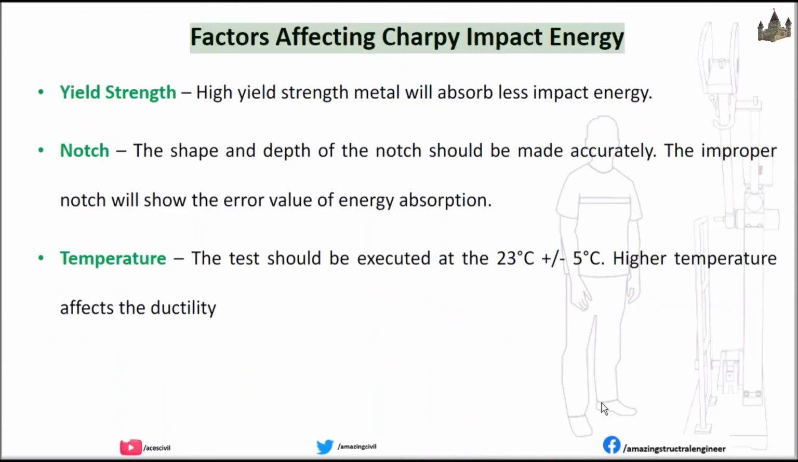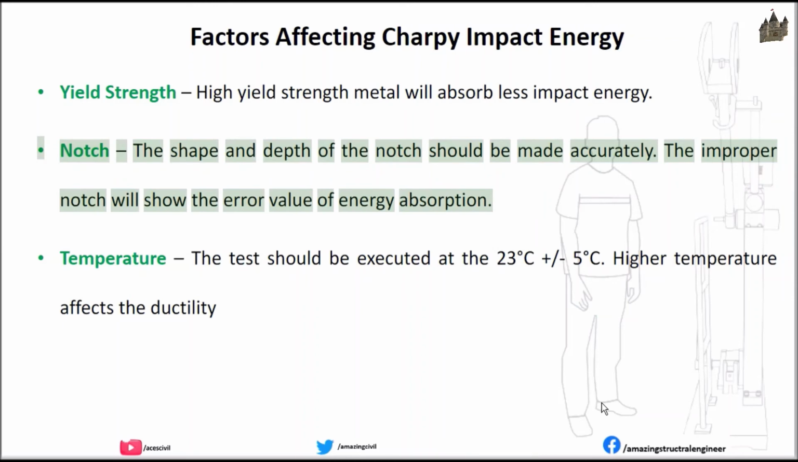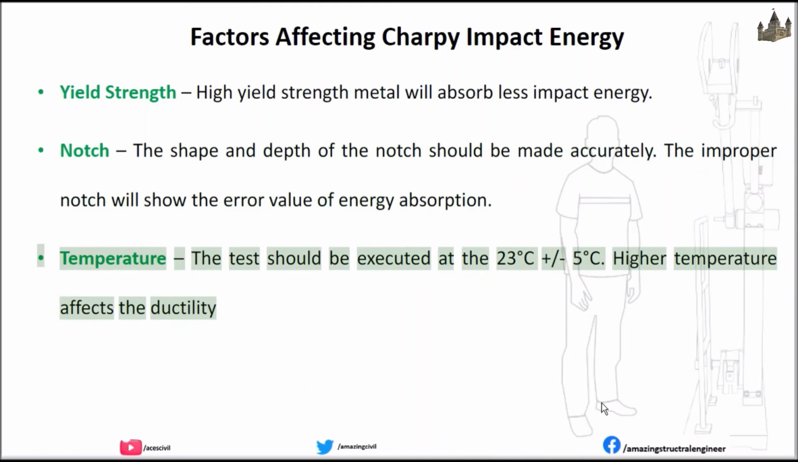Factors affecting Charpy impact energy. Yield strength: high yield strength metal will absorb less impact energy. Notch: the shape and depth of the notch should be made accurately. An improper notch will show an error value of energy absorption. Temperature: the test should be executed at 23 degrees C plus or minus 5 degrees Celsius. Higher temperature affects the ductility.